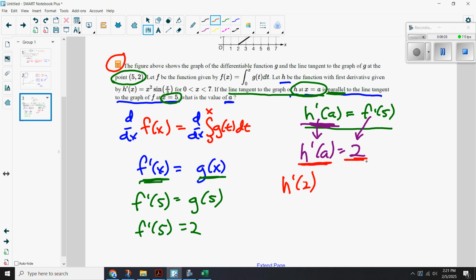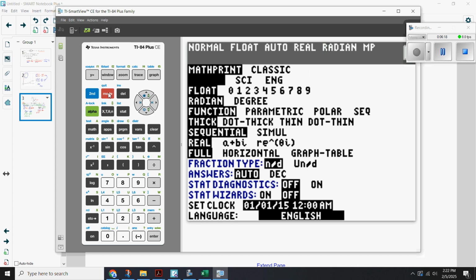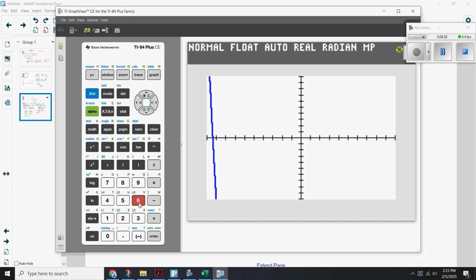So I have to get my calculator out. And I've entered the equation of h prime, and I'm going to check it. First, I'm going to check my mode to make sure I'm in radians. And I'm in radians, so that's good. So I'm going to go Zoom 6, and I'm going to get what that function looks like. That's the function of h prime.